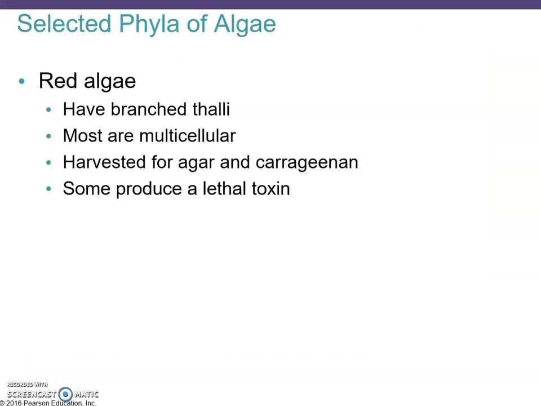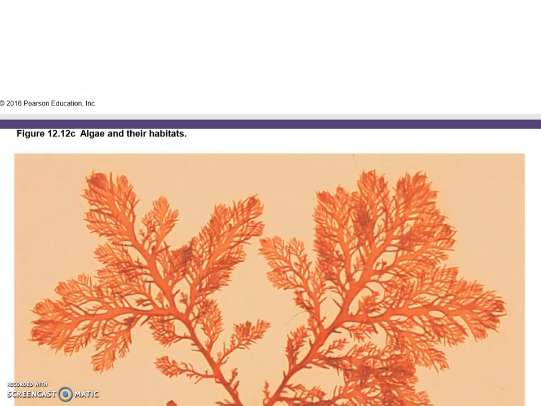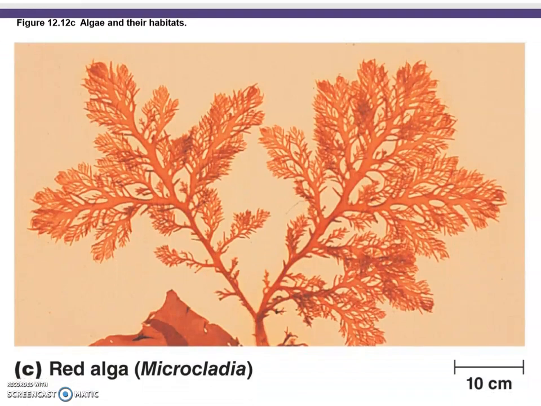Moving on to red algae, they have branched thalli. Most of them are multicellular. They're harvested for agar, which is our thickening substance that we use in the lab, and carrageenan. Some of them produce a lethal toxin, but mostly what we like them for would be the agar and the carrageenan. And here next up, this is a nice picture of red algae, their habitat.